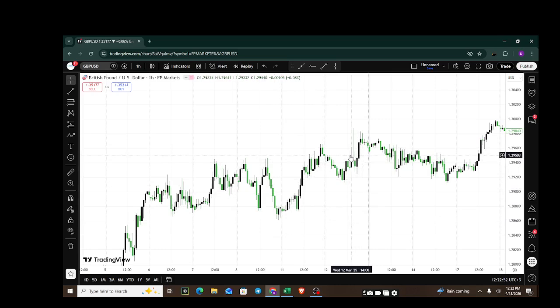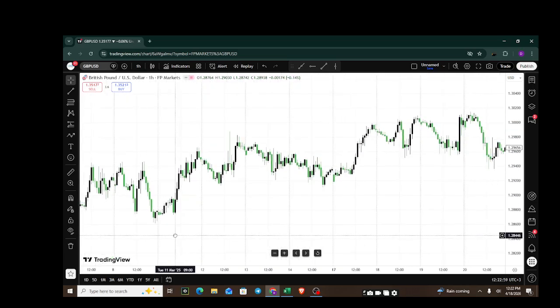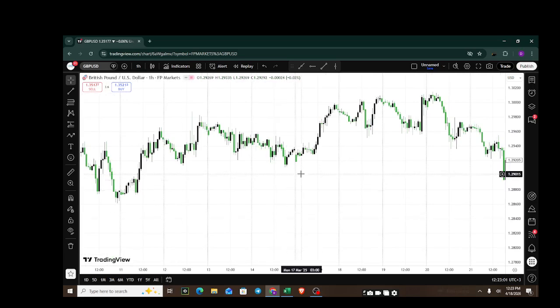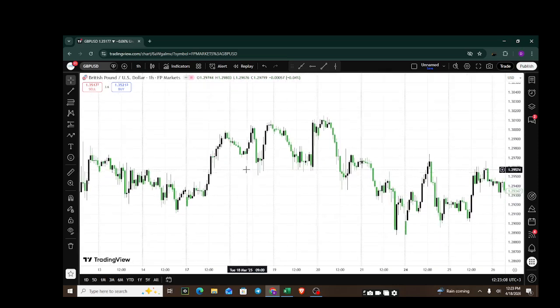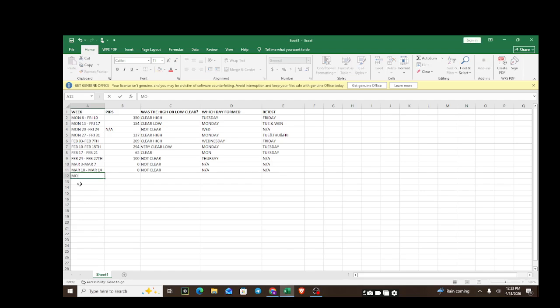Then on Wednesday, price began consolidating. Then on Thursday, so you can see that this week was not a very good week, and that is March. As I have told you, March is not a very good week. So at least now you can see a good week here. So Monday 17th to Monday 21st.